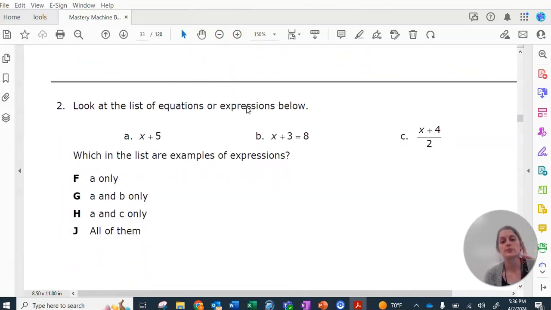We need to discern between expressions and equations. Equations have equal signs. Expressions are just the problem without an answer.